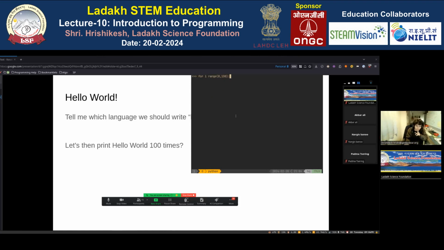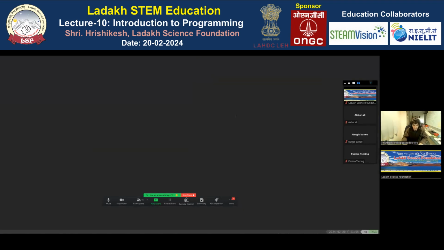For i in range 0 to 100. So this is just a syntax thing. Then print hello world. I'm not sure if this will work. If I hit enter, it might give an error. It might work. Let's see. It worked. It printed 100 times. See?